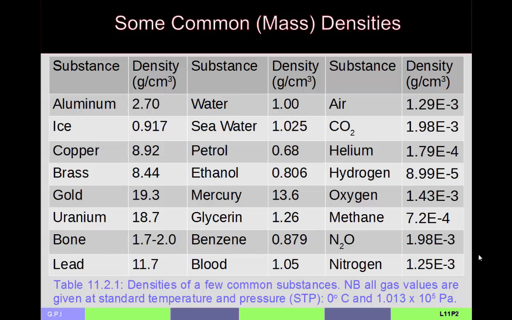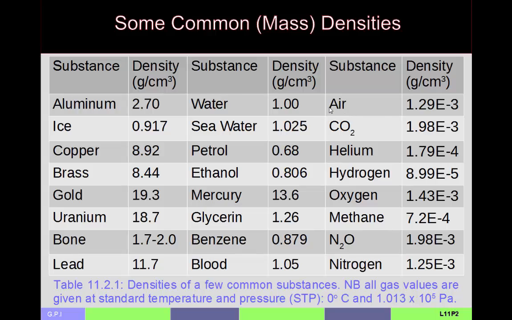So here are a few common densities. Aluminum, ice, copper, brass, gold, uranium, bone, lead, these are your solids. Here are a few liquids. Here are a few gases. These give the densities always in grams per cubic centimeter.